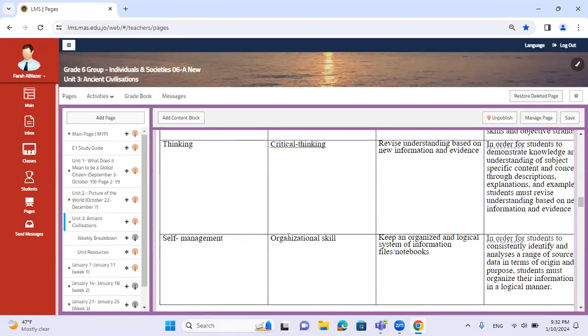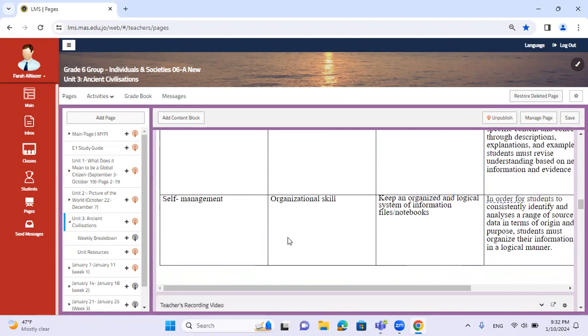Self-management, organizational skills. As I've mentioned prior, and during the entire year, your notebooks are very important. They reflect your organization, they reflect responsibility, they reflect how much you care about the discipline and you care about the subject in general. So please make sure your copybook is very neat and it will be assessed in terms of how you organize your perspectives and your ideas.